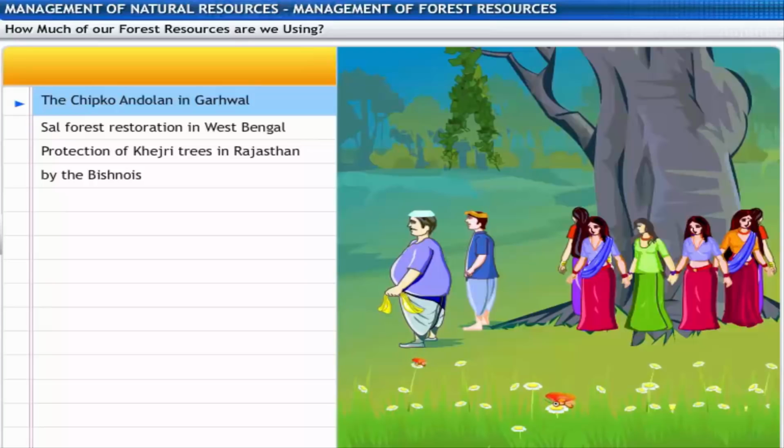This movement forced the government to rethink, as the destruction of forests affected not only the availability of forest products, but also the quality of the soil and the sources of water.